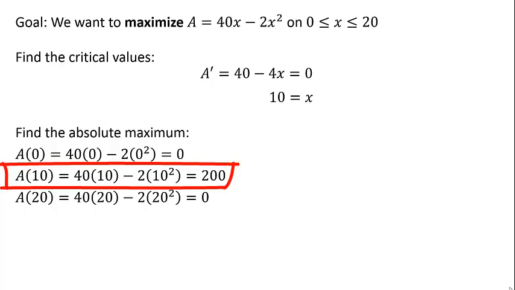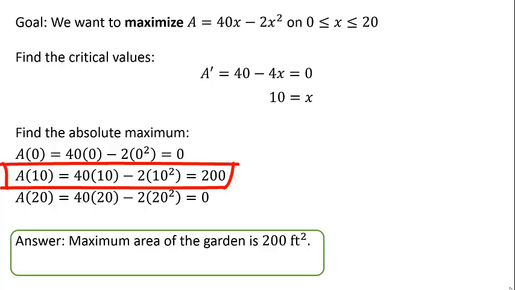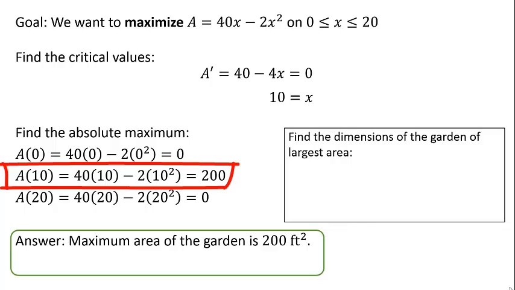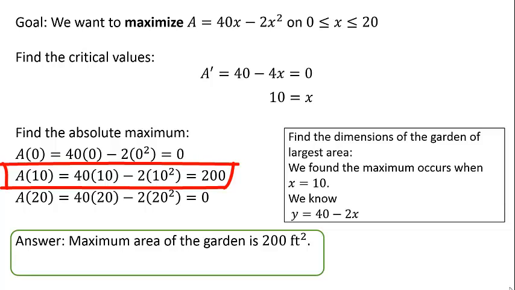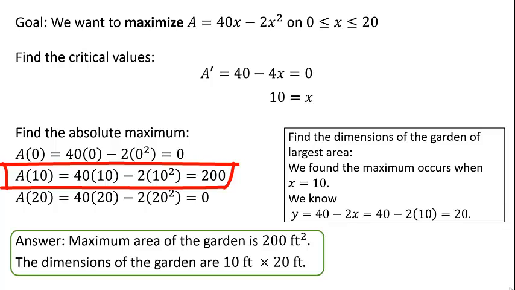We now only need to answer the questions posed in the problem. We were asked to find the dimensions of the garden that will enclose the largest area and the largest area. We already found that the largest area is 200 square feet. To find the dimensions of the garden of largest area, we note that we found the maximum occurs when x equals 10. We know that y equals 40 minus 2x, and so when x equals 10, we have y equals 40 minus 2 times 10, or 20. Hence, the dimensions of the garden will be 10 feet by 20 feet.